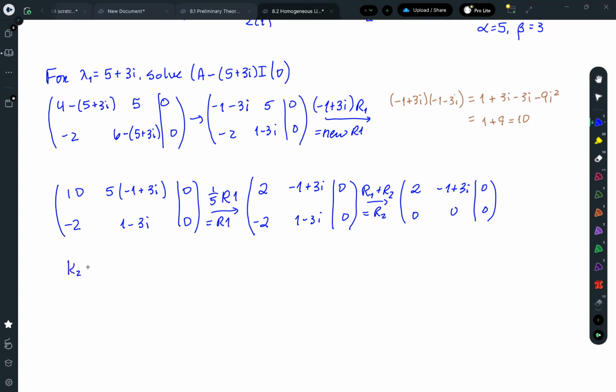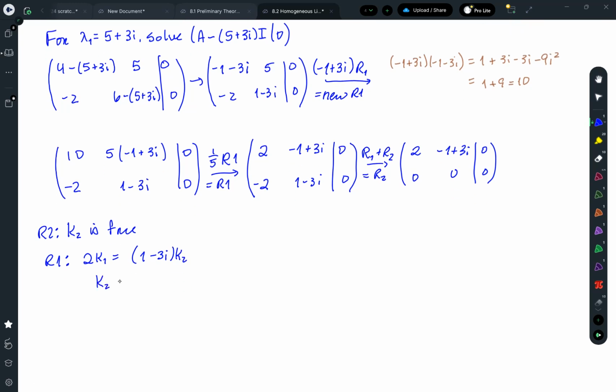So k2 is free. That's what row 2 is telling me. Row 1 is saying that 2k1 is equal to, if we move that over, it becomes a 1 minus 3i times k2, which means that k1 is equal to 1 minus 3i over 2 times k2. So I need to let k2 be a convenient number. I'm going to let k2 be 2.